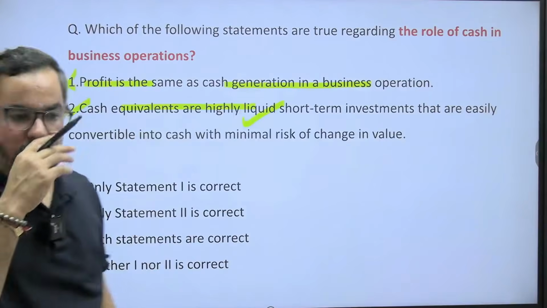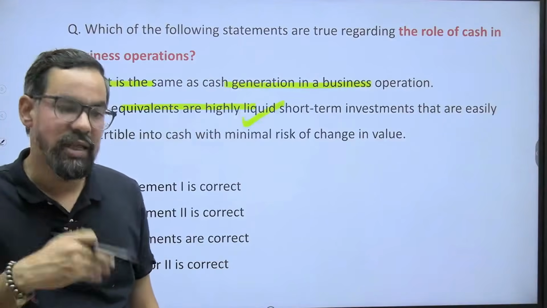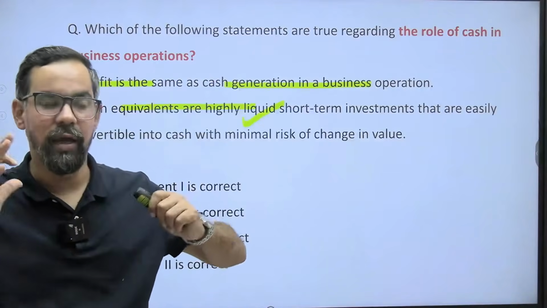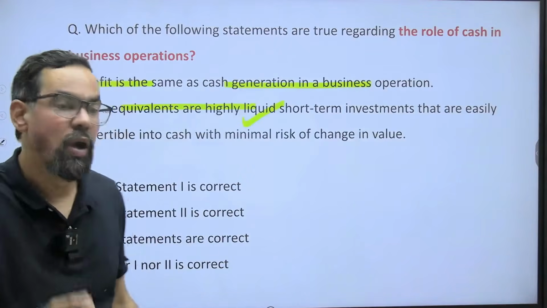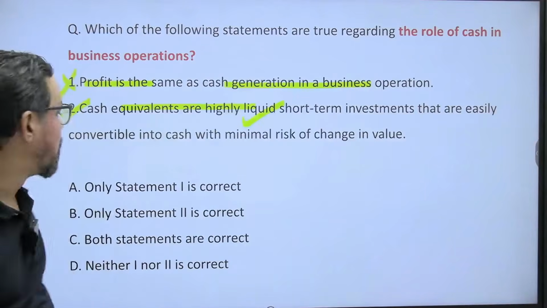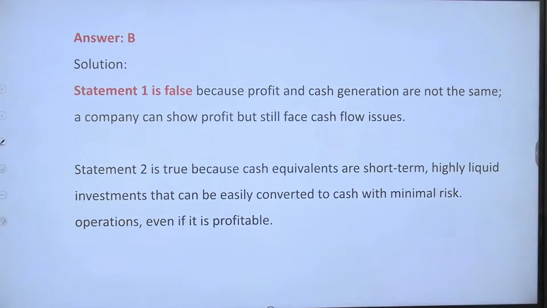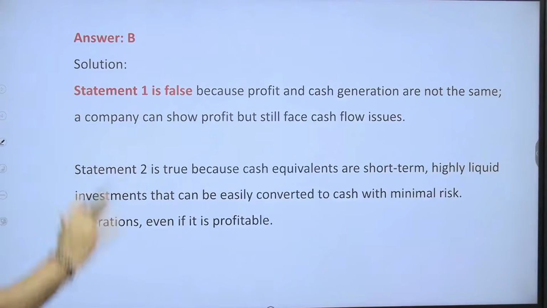Sometimes your profit is high but your cash generation is very low. It can be reverse also. Your cash generation is high, your cash inflow and outflow are very high. You are doing so many sales and purchases, let's say in crores, and your profit is in lakhs. Or else your inflow and outflow are very low but your overall numbers are very good. So only statement 2 should be the right answer for this one, because profit and cash generation are not the same. A company can show profit but still face cash flow issues. Sometimes it happens. Where you have invested in the long term in others, you might face that kind of issue.